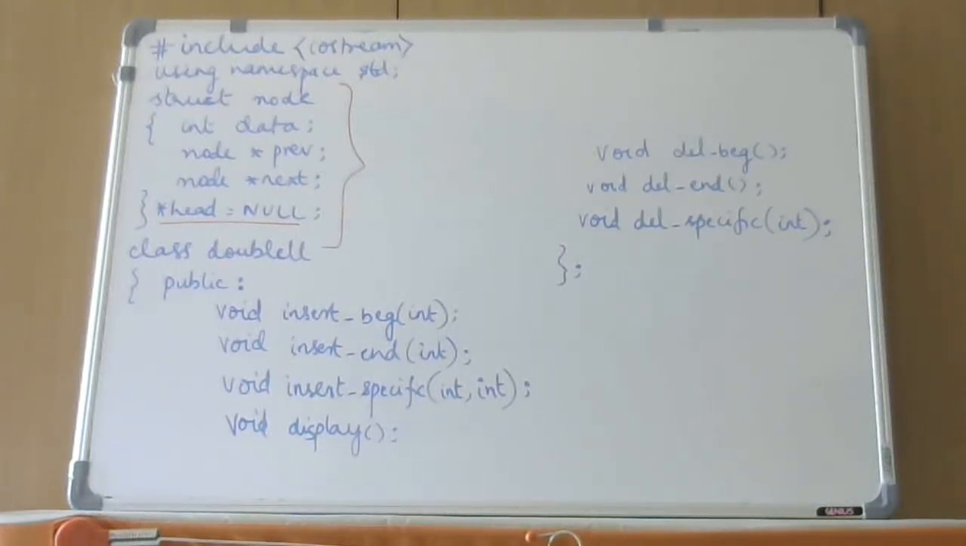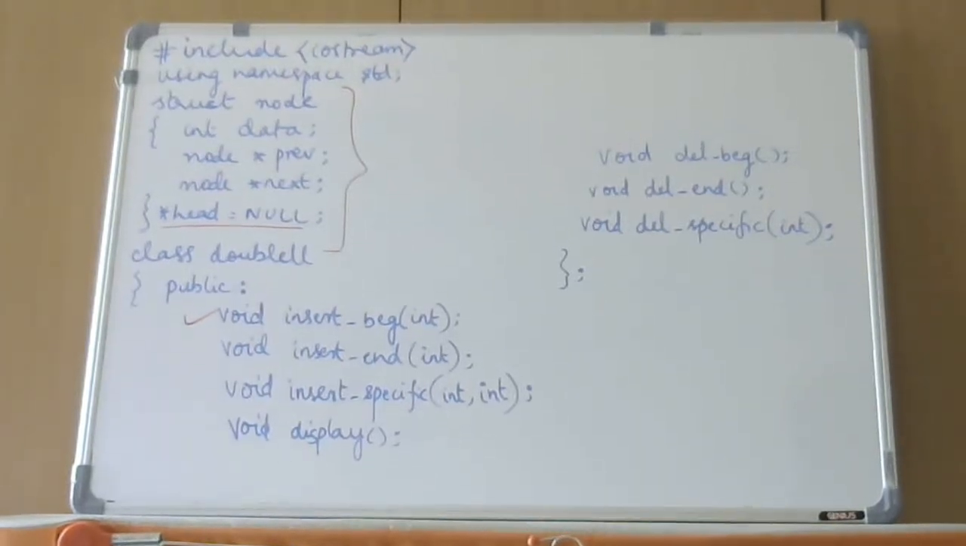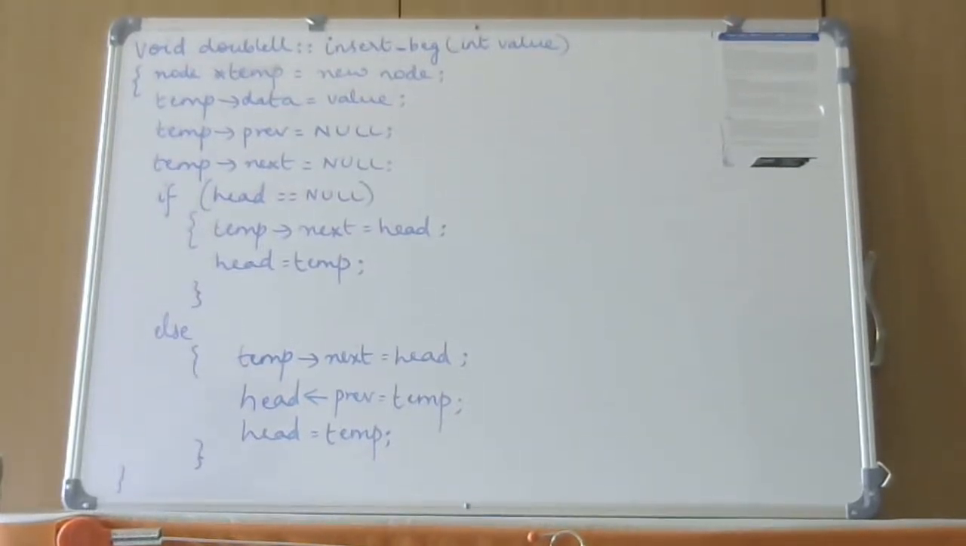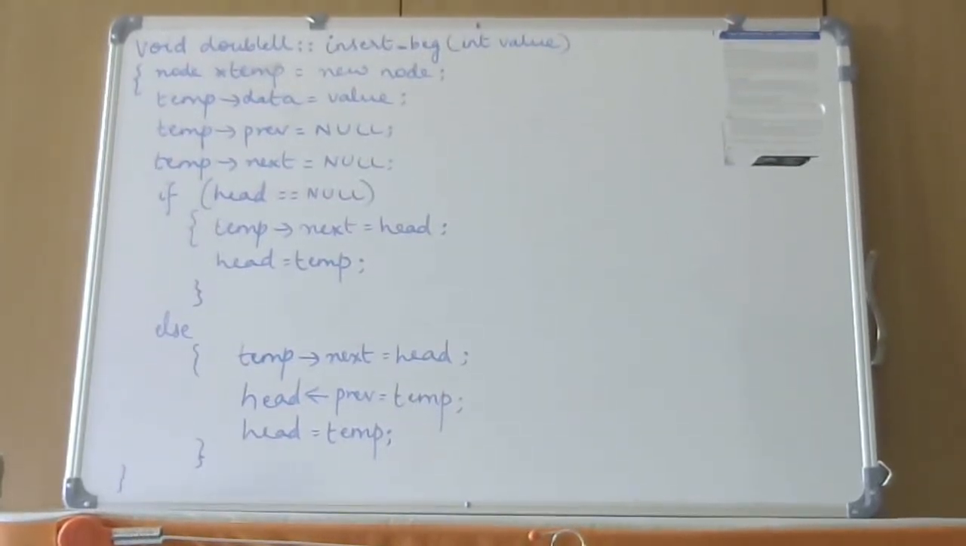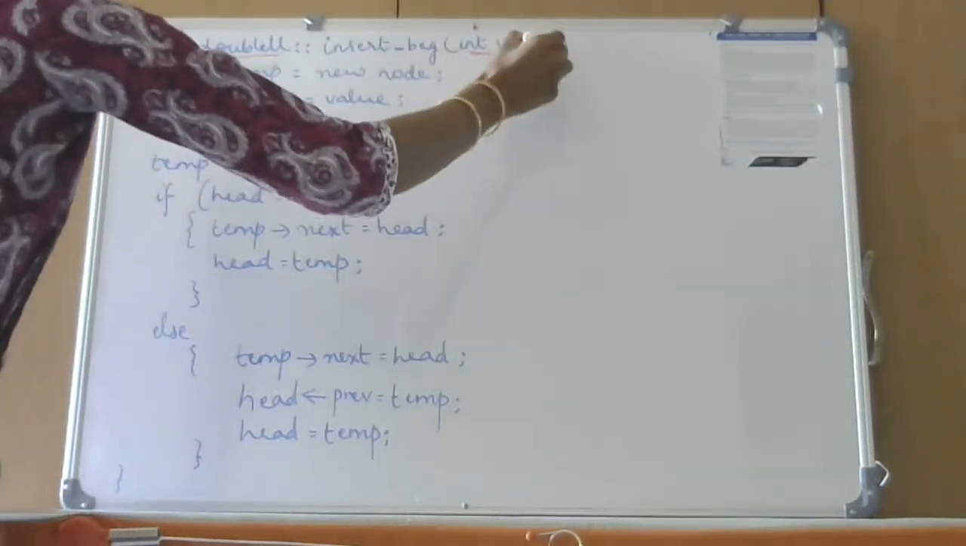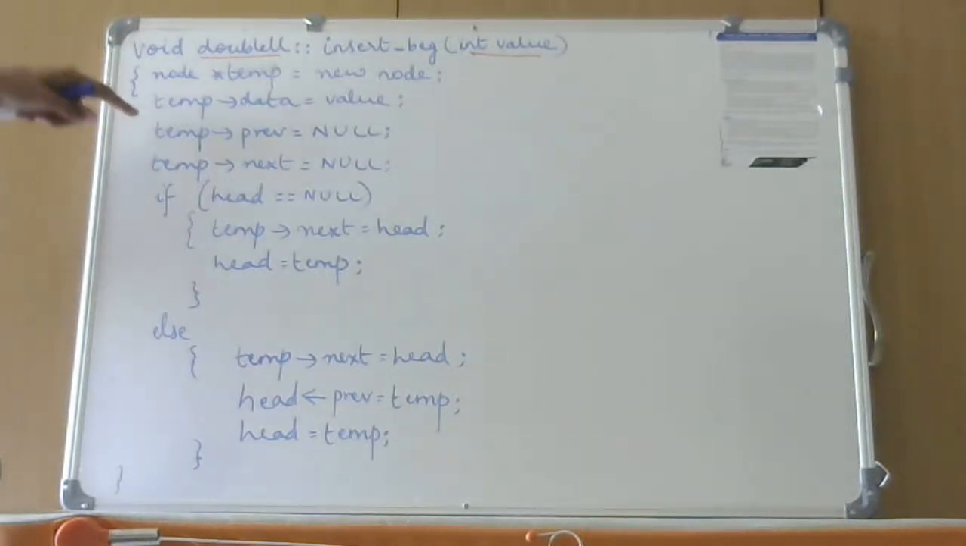Let me take up one by one. Let me start with insertion at the beginning. If I want to insert a node at the beginning of a double linked list, how do I code it and what are the conditions that I will have to follow? Let's look at that. If you look at the code, as I told you, I have declared a class as double linked list. Insertion at the beginning: this value I am accepting from the main function, and I am calling this function from the main function.